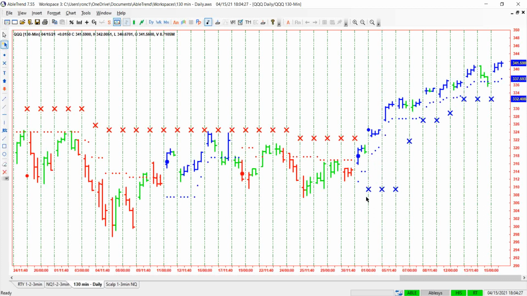The key to AbleTrend are the colors, as well as the dots. The dots give you the short-term direction. See over here, the dots are red. As soon as they turn to blue, now you've got to pay attention, because you get the big dot in the middle. But there's still a red sell signal on the daily chart.